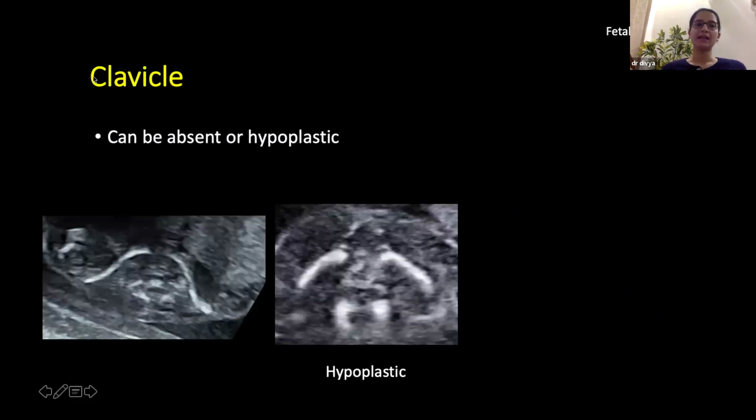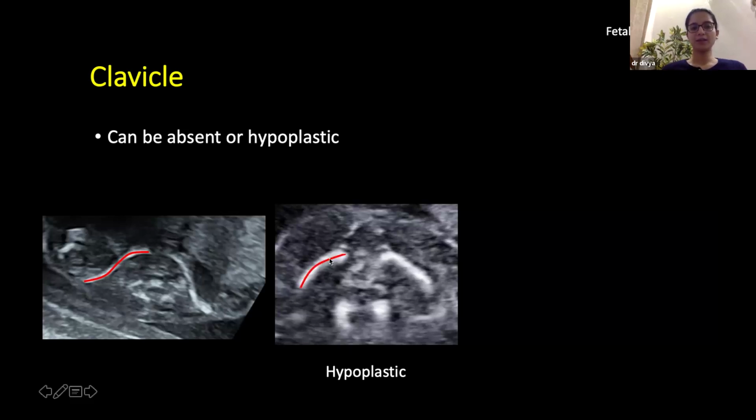Coming down to the neck, in the lower part of the neck, we can see the clavicles in the axial plane, as you see here. These are both the clavicles, which have a kind of S shape normally. In certain skeletal dysplasias, for instance, cleidocranial dysplasia, the clavicles can be absent or hypoplastic.